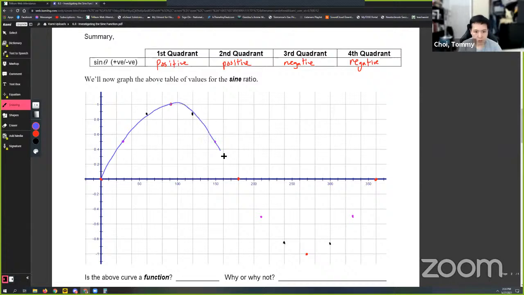Okay, and you'll see it curves down and around. And it's not really a straight line, but rather a curve. So it's a nice smooth curve that looks like this. This is how you graph the sine function. This is legitimately the graph for the sine function. Okay?